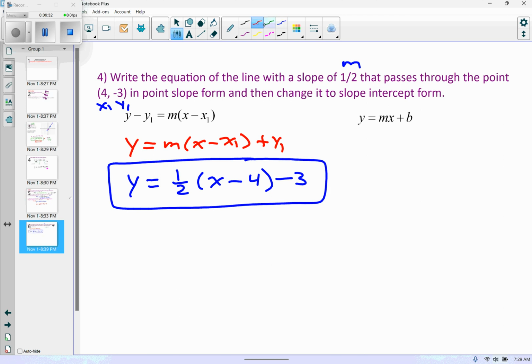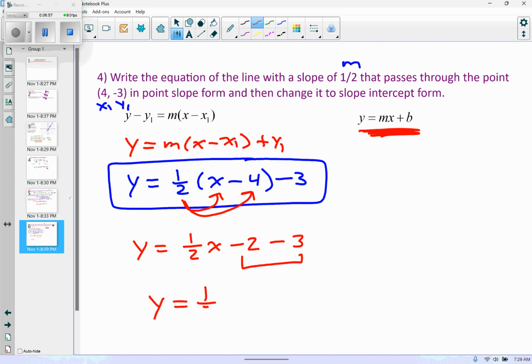But notice, as we said earlier, we want to make it look like that. So I don't want any parentheses. What I'm going to do first is distribute over the parentheses. So I get y equals 1/2 times x is 1/2 x. 1/2 times negative 4 is negative 2. And then I have that minus 3. These are like terms. So negative 2 minus 3 is minus 5.